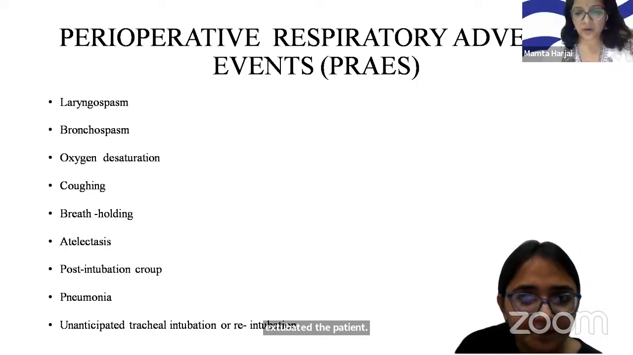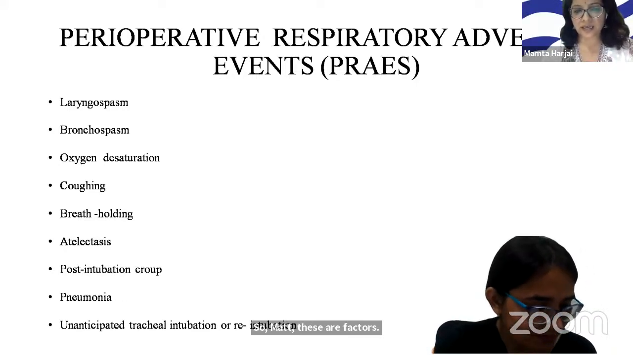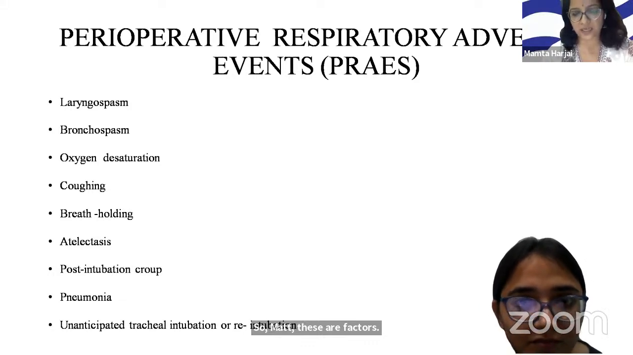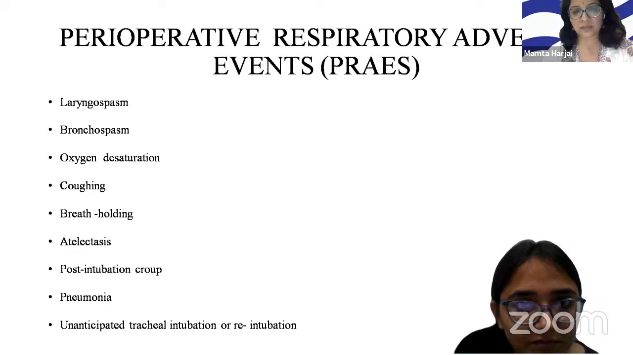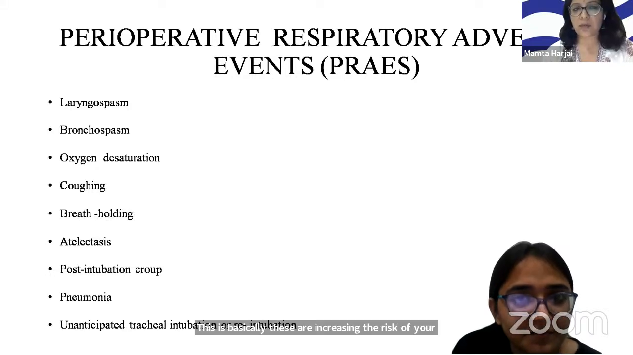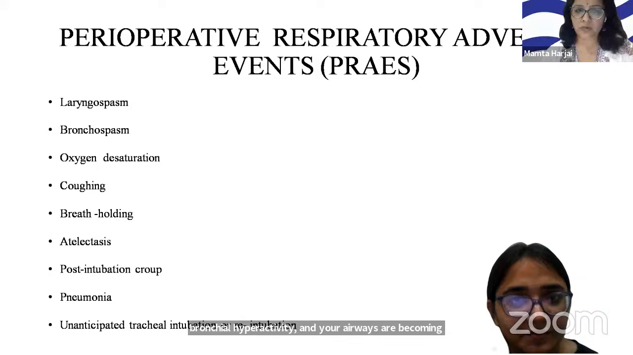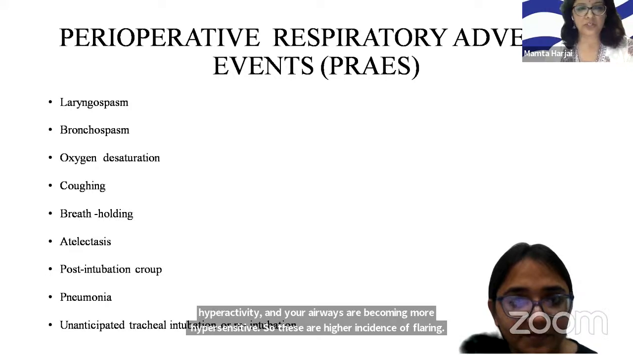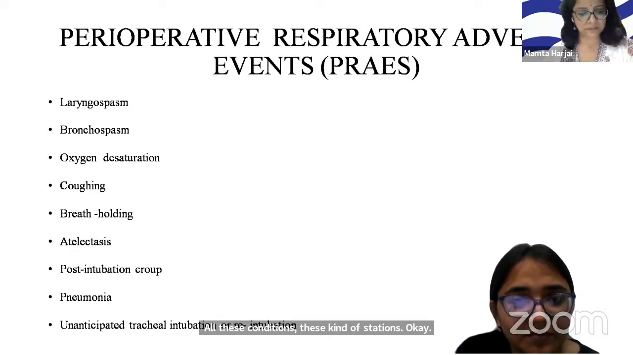So if there's a take-home message from this slide, I can say that for all the patients who are coming with viral infections or URTI, either viral or bacterial, basically these are increasing the risk of bronchial hyperreactivity and your airways are becoming more hypersensitive. So there's a higher incidence of laryngospasm, bronchospasm, as well as all these conditions in these kinds of patients. Okay, thank you. Coming to the next question. Please change the slide. Yes, ma'am.